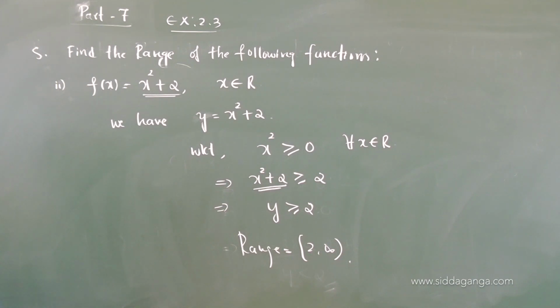Hope you got it, students. For any real values, x square is positive or 0, I mean greater than or equal to 0. So x square plus 2 is always greater than or equal to 2.